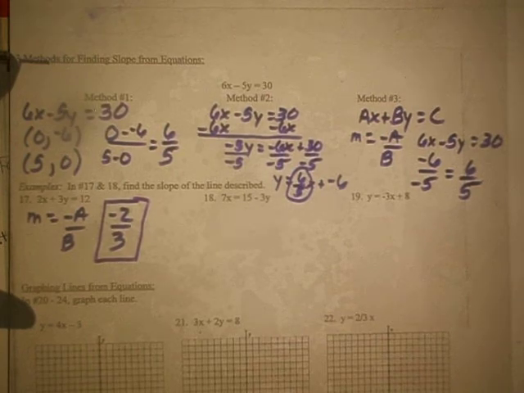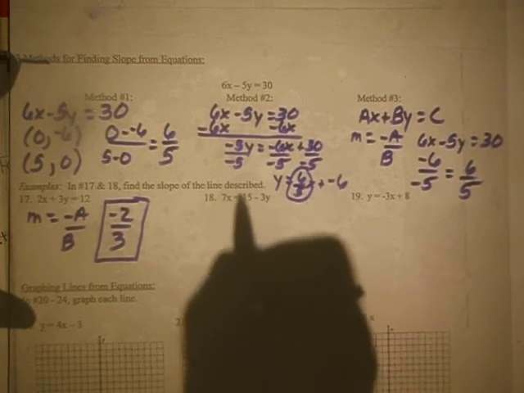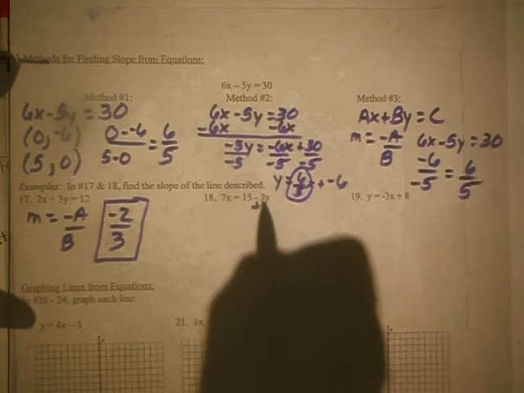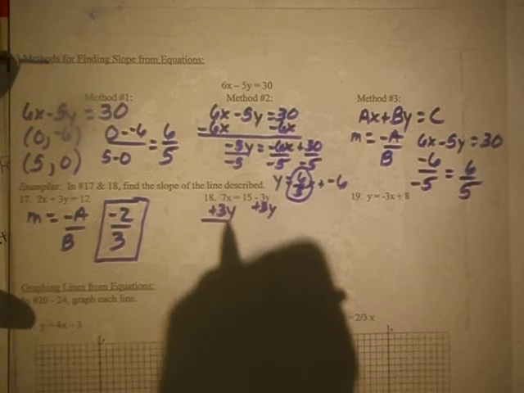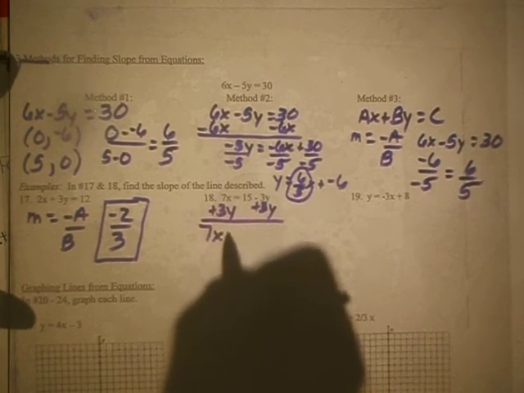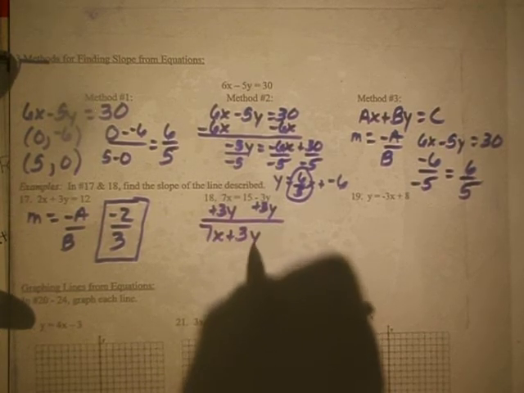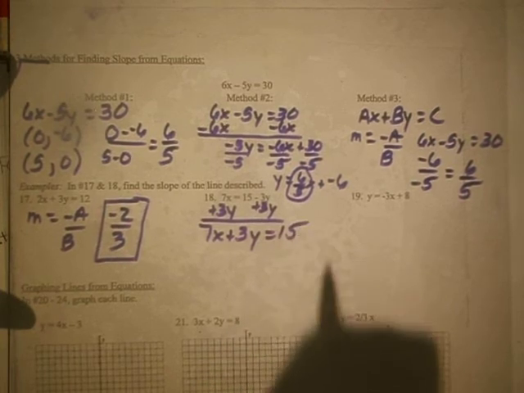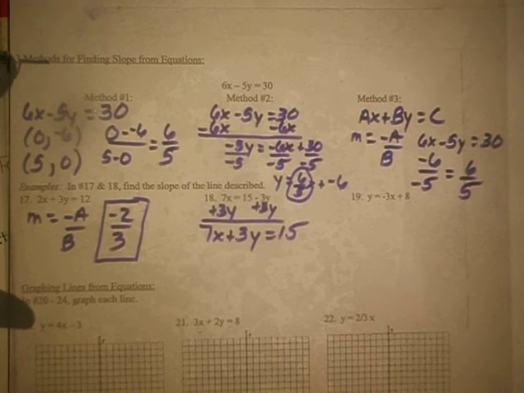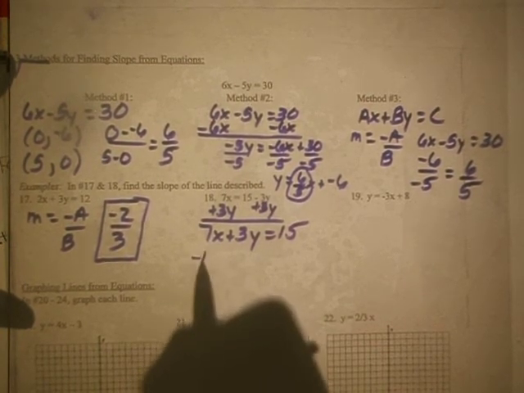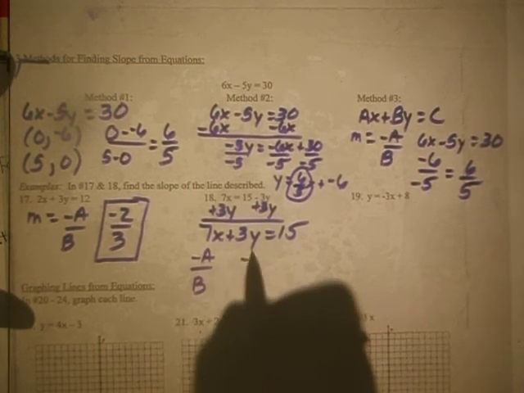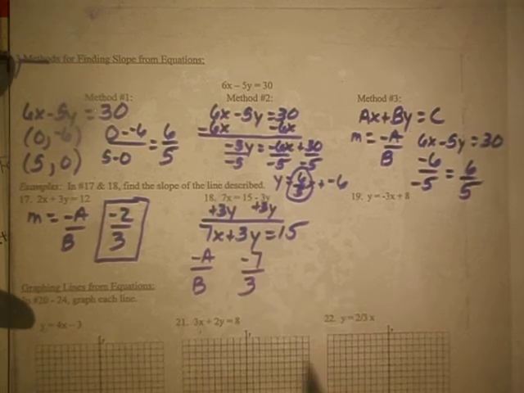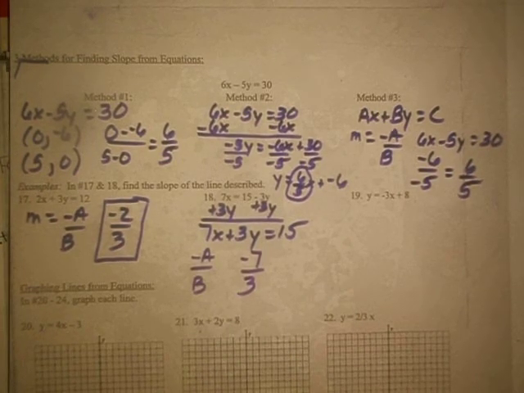Number 18, this is not in standard form. If we add 3y to both sides, and we have 7x plus 3y equals 15, then we have standard form. We can then use the formula, which is negative a over b, and our slope will be negative 7 over 3.